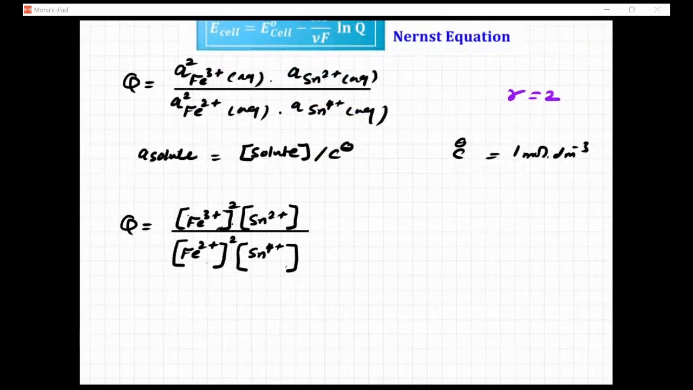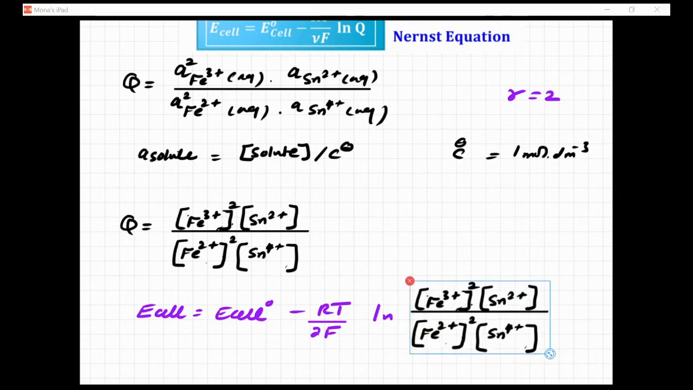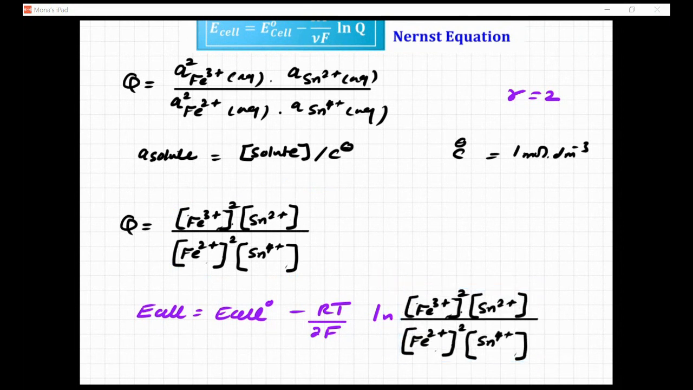So if I write the Nernst equation, it could be E cell equal to E cell standard minus RT over what? 2F, and then we have what? ln Q, and ln Q, of course, is going to be this here. This is the ln Q, right? So this is our quotient for the reaction that we have, in part E, fine?